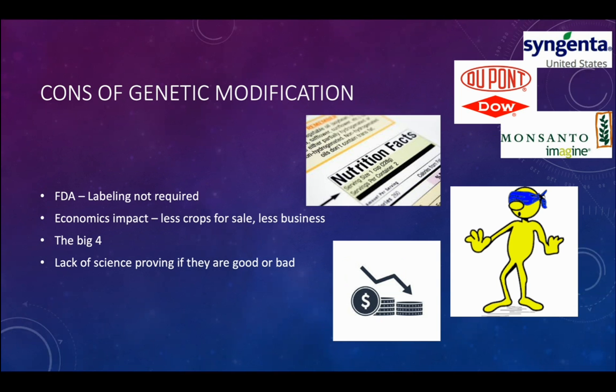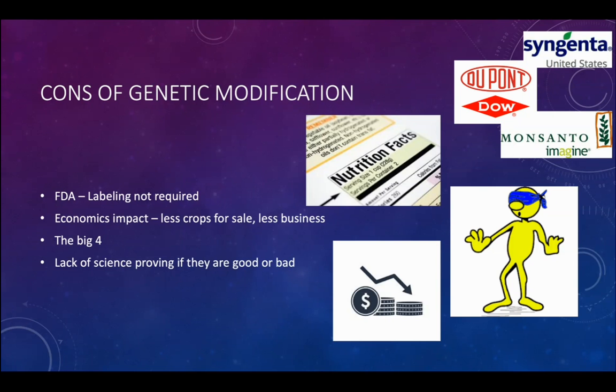Labeling is not required in the United States, therefore, we are unable to make educated decisions about what we are consuming because we do not truly know what is in our produce. Farmers that are growing natural organic crops are not able to compete as well as farmers that are participating in GMO farming, meaning traditional organic farms are losing money. Farmers cannot reuse seeds or harvest seeds from GMO crops.